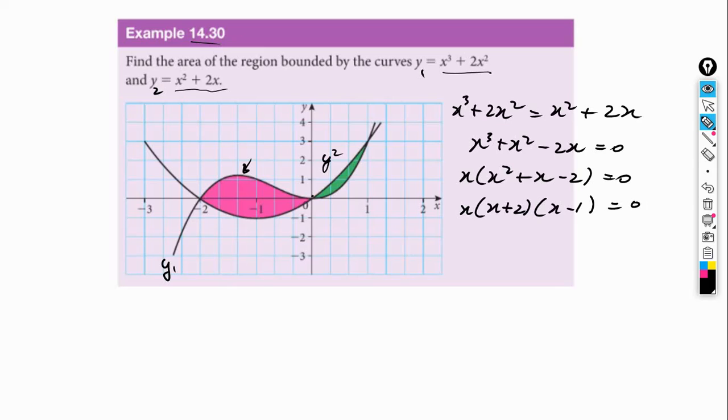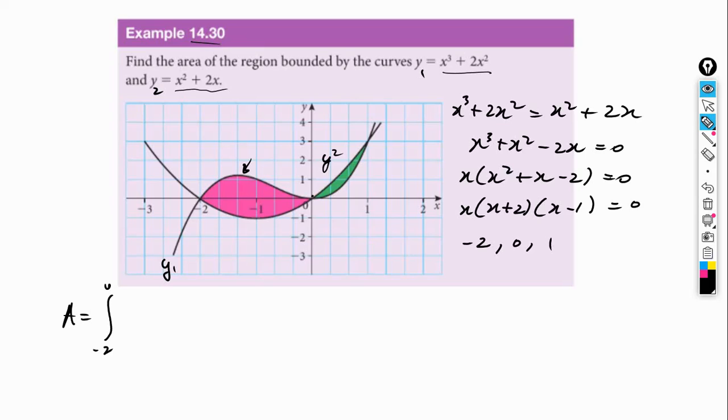So notice that the solutions to this would be, and let's do them in order, -2, 0, and 1. And we can see that clearly here in the graph. So the first integration, in order to find the area, which is what we want to do, we should integrate from -2 to 0, top curve minus bottom curve.